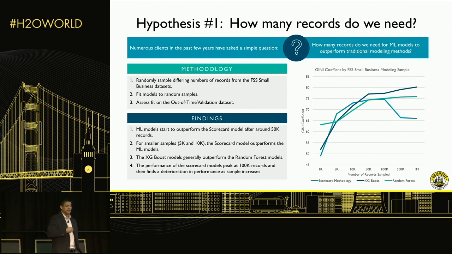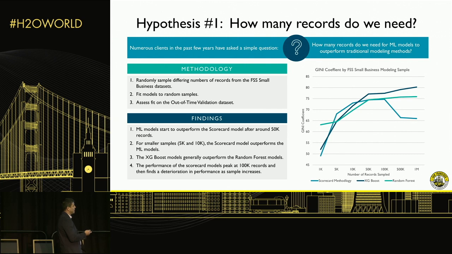And I've randomly sampled from that. We randomly sample 1,000 records, 10,000 records, 50,000 records, 100,000 records, 500,000 records, and 1 million records. Build a GBM model, build a random forest model, build a scorecard model, and compare the performance of each of the models on those amounts of records. And what we get is the performance here. So what we find is that the scorecard model performs better than both the XGBoost and the random forest model for small amounts of records.